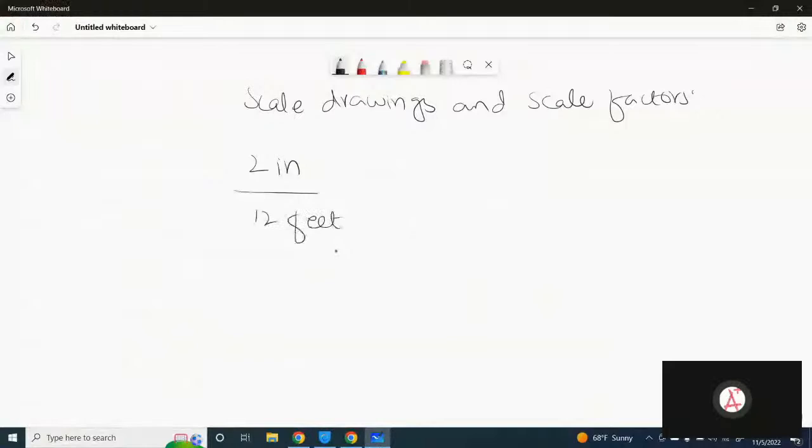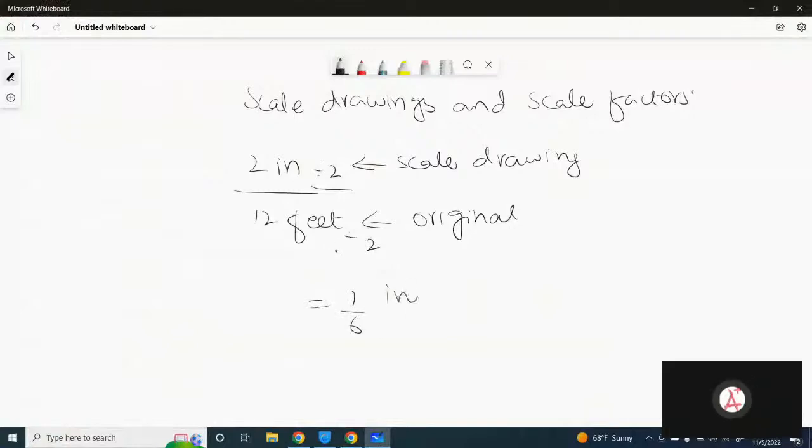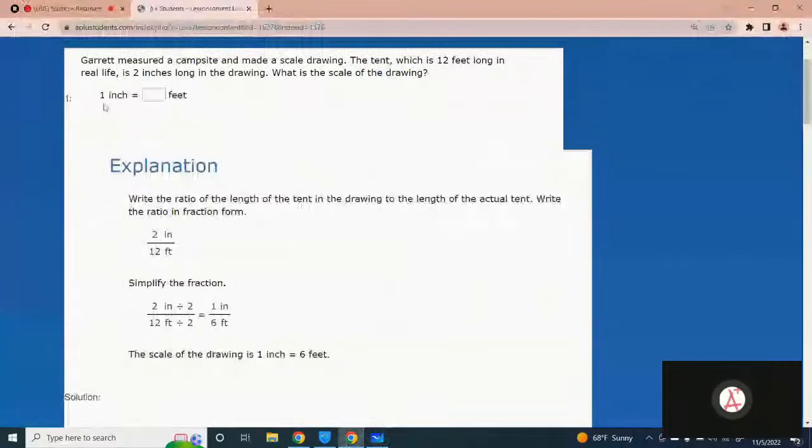That is the ratio between the original length and the scale drawing. So find a ratio between the value of the scale drawing and the original one. You can divide them by a common number. The common number is 2. So just divide them by 2. 2 times 1 is 2 and 2 times 6 is 12. That means 1 inch equals 6 feet. Got it? That is the relationship between the values. So the correct option is 1 inch equals 6 feet. Got it?